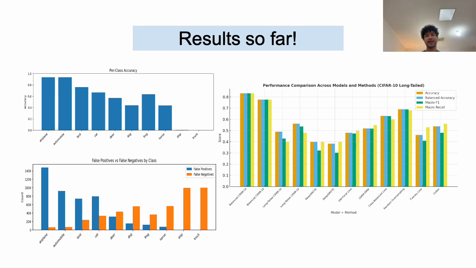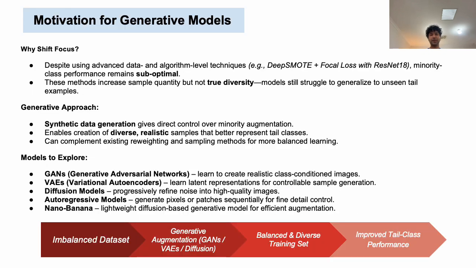for the most part. And now moving on, this shifts our focus a little bit towards the generative models. Now, generative models are the talk of the town, talk of everywhere, to be honest. And now that I've used different advanced data level and algorithm level techniques, such as Deep SMOTE, focal loss with ResNet-18, even combinations of them, we see that the minority class performances are still suboptimal, and this is purely because of the lack of samples that we've got.